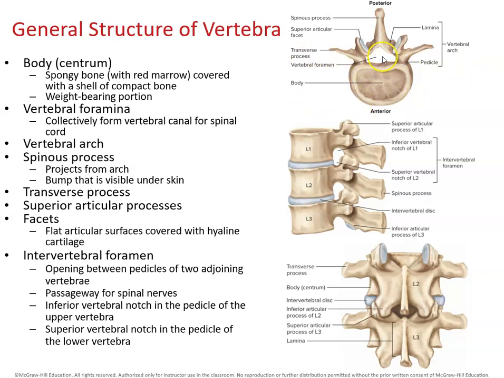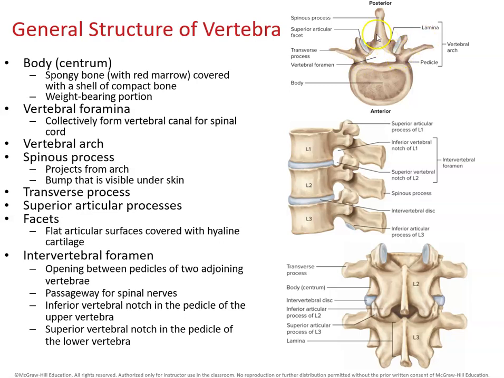But they all have a central area. So we have a body. We also have a vertebral foramina, and this is where the spinal cord passes through. A vertebral arch is the area that makes the other portion of the vertebral foramen other than the body. So the vertebral arch is going to be this portion here, the rest of that foramen other than the body.